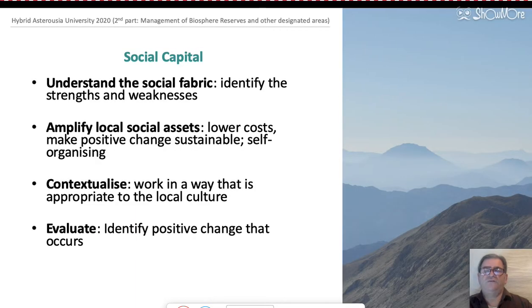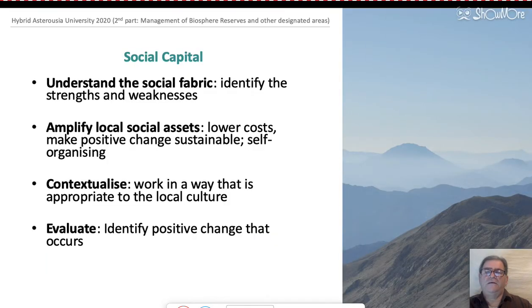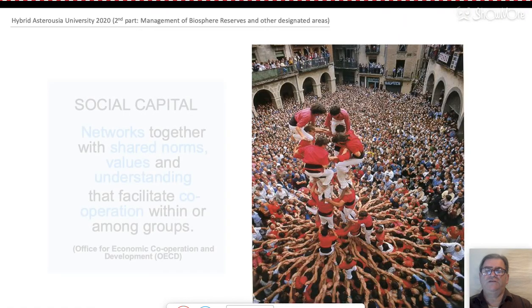Through social capital, we can understand the social fabric, we can understand where the strengths and weaknesses are and use that to our advantage. We can use that to amplify local assets and deliver self-organisation. Importantly, also, it contextualises things by engaging local community, local people. It means that it's relevant to local culture and local context. We can also use it to measure impact and positive change.